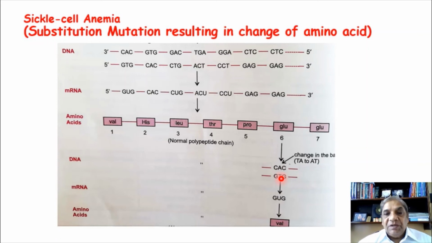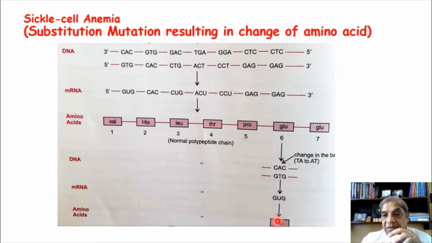Because of this, now the messenger RNA which will form in the nucleus and which will come out in the cytoplasm will have a different code. It will now have GUG. Otherwise, what was the code? GAG. Now instead of that, it is GUG. And as I told you in the last slide, instead of producing glutamic acid, it will now produce valine. And because of this change in the amino acid in the sequence of the polypeptide chain, the whole hemoglobin in the RBC will become defective.